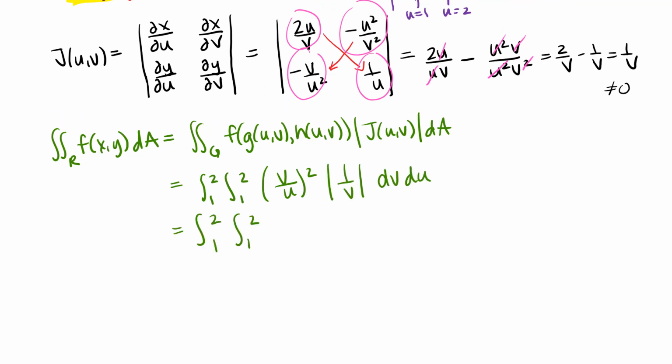All right, I'm going to go ahead and simplify my function a little bit. Because v is going from 1 to 2, the absolute value bars don't do anything there, so I can neglect those. And then I have some v's that will cancel. Okay, going ahead and integrating with respect to v.